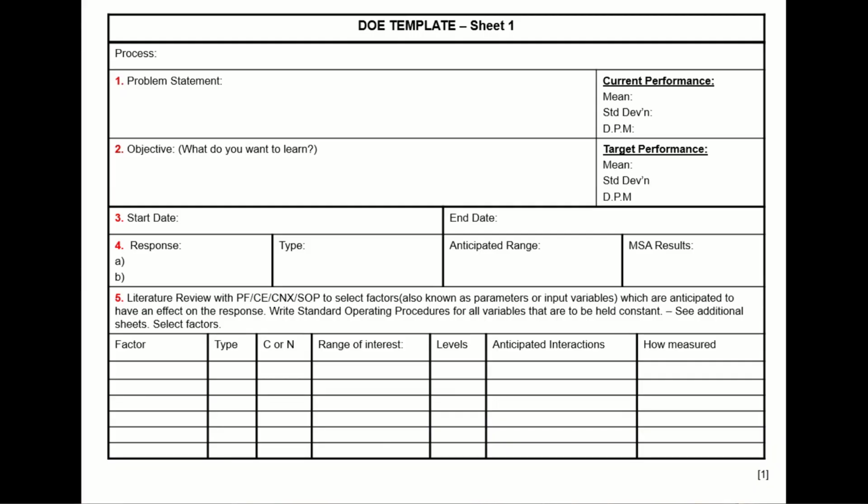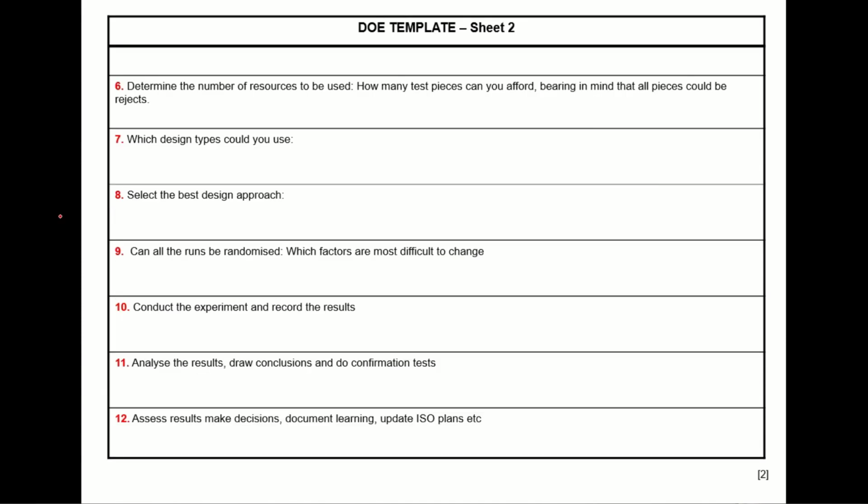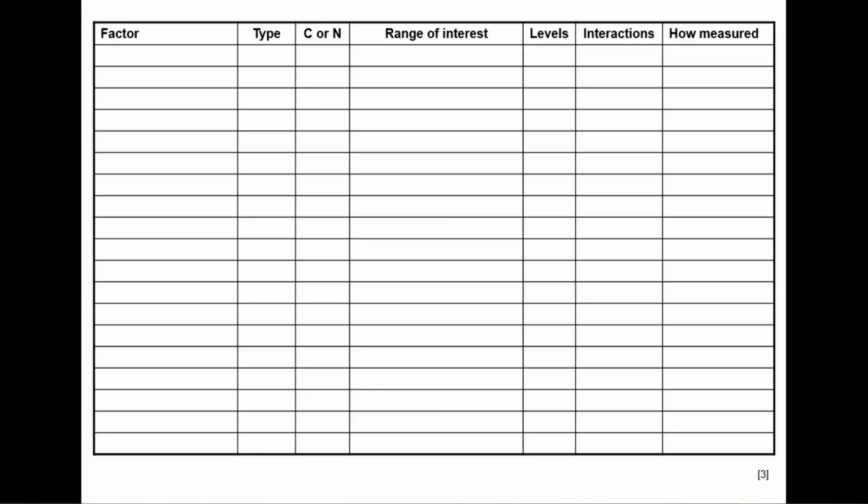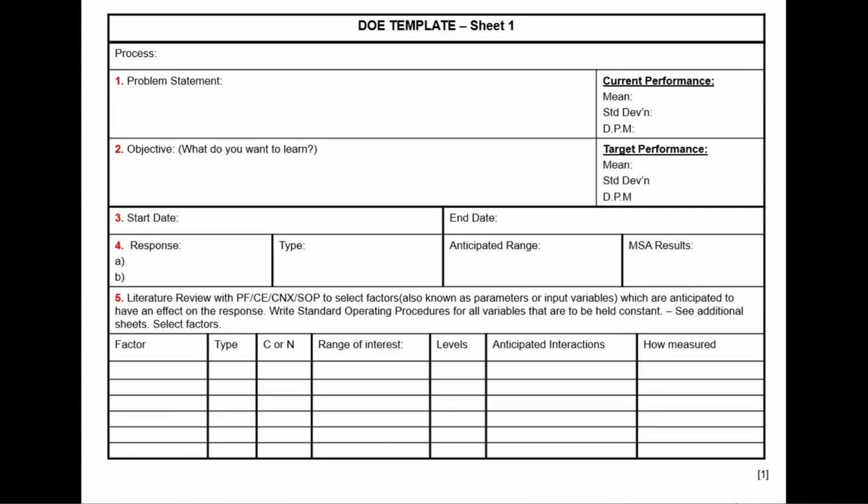Okay, so you can see the template here. There are two pages for this video. So you can see page 1 here. You can see page 2 here. And there's also an additional page, page 3. Now you've got this in your notes. I've put this in your course. You can download this as the DOE template. So potentially 3 pages. So let's work our way through this.